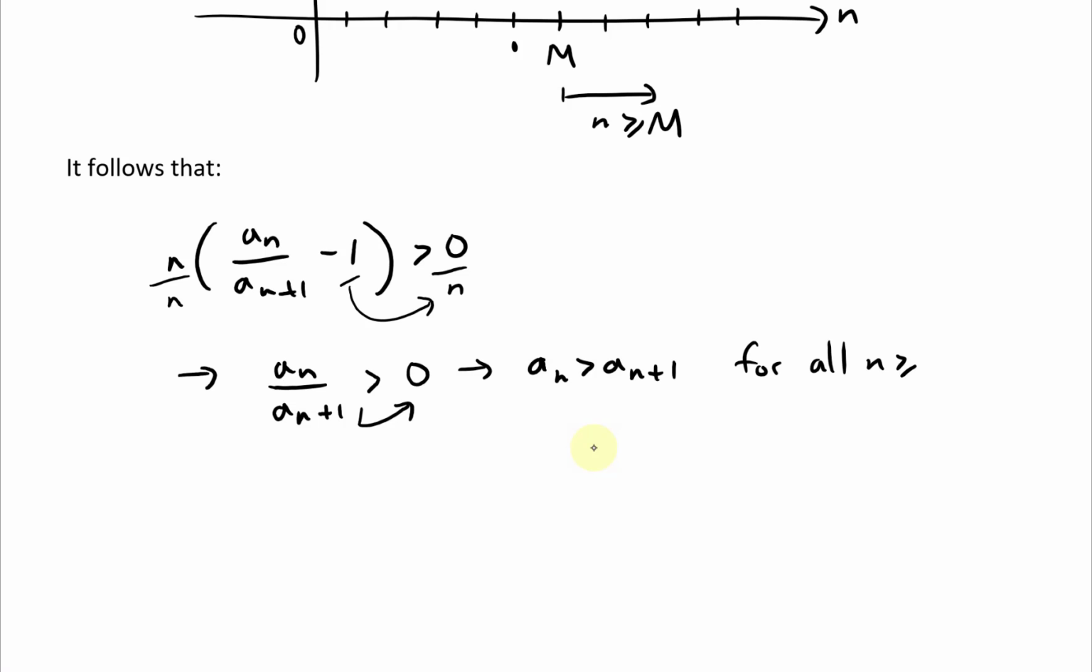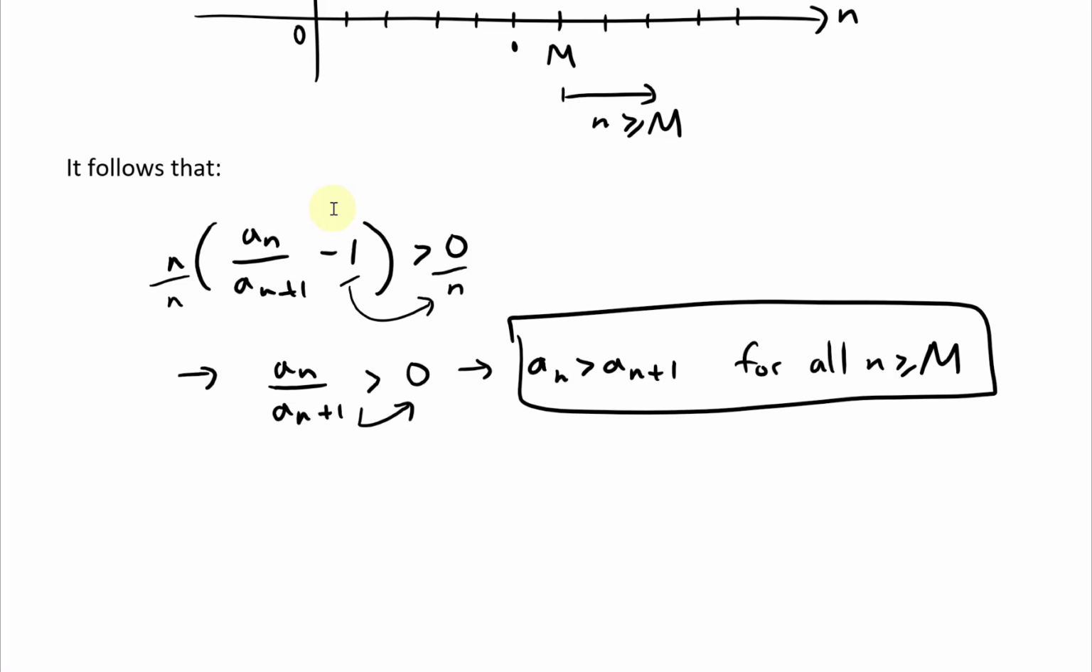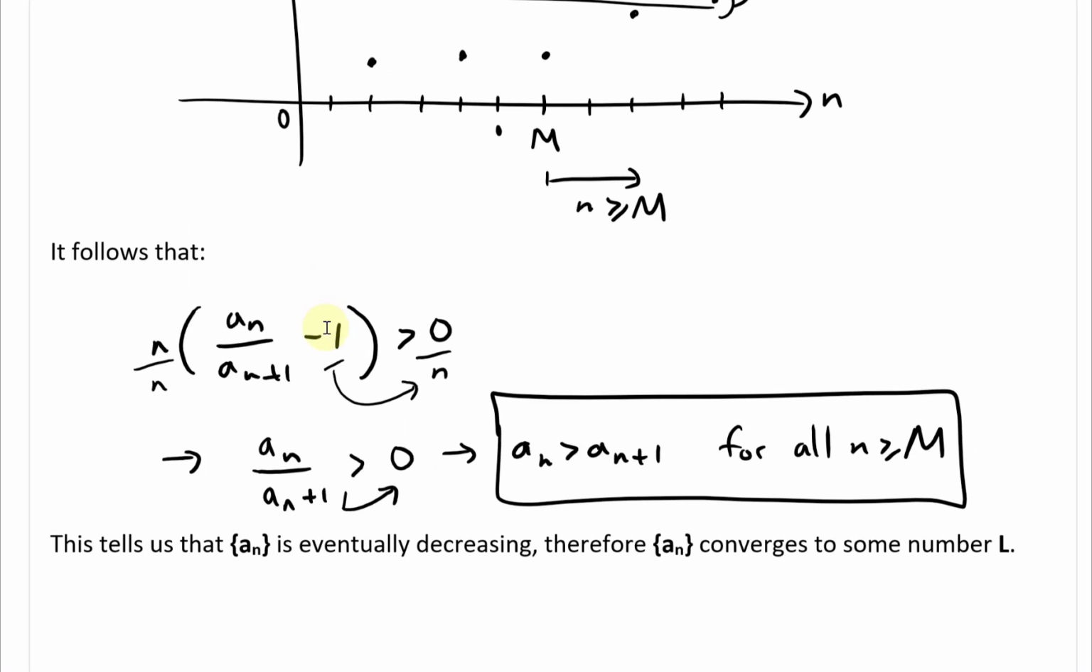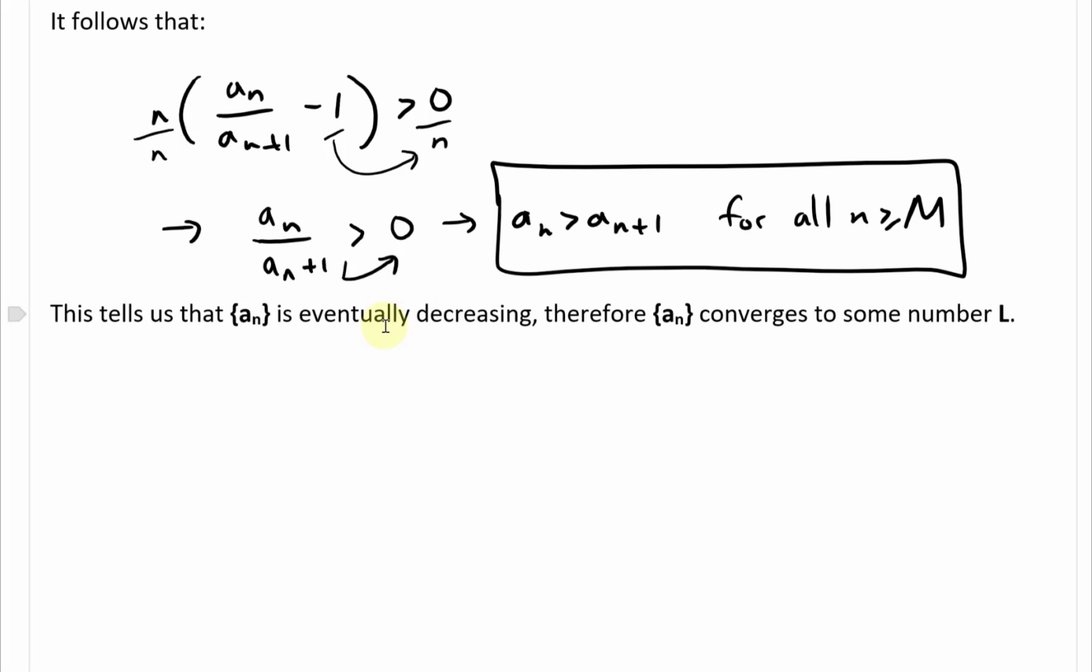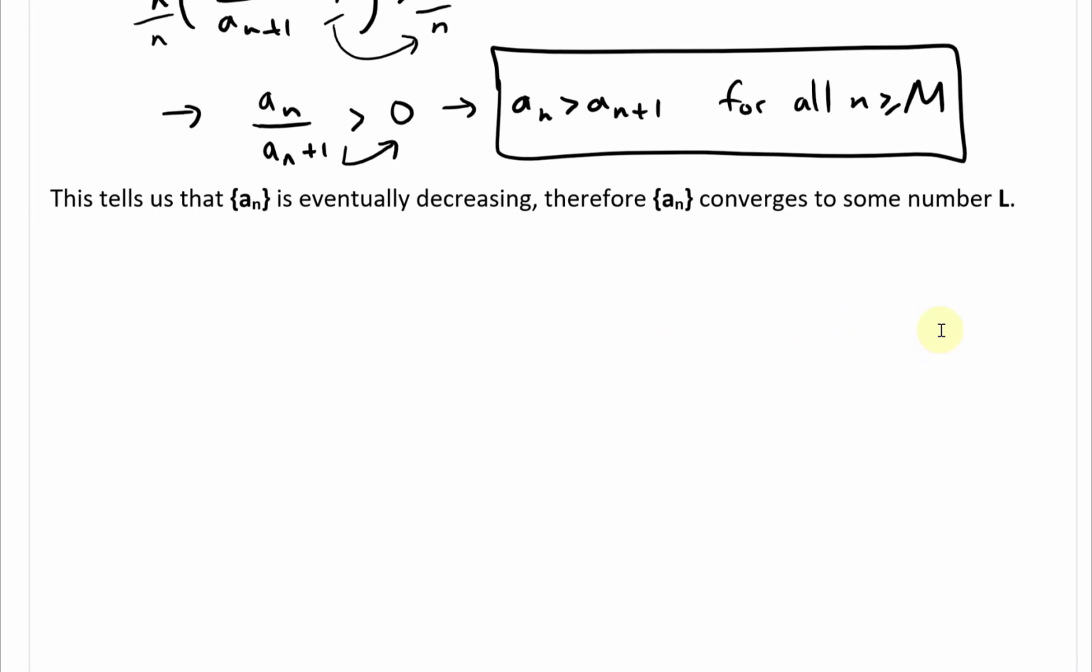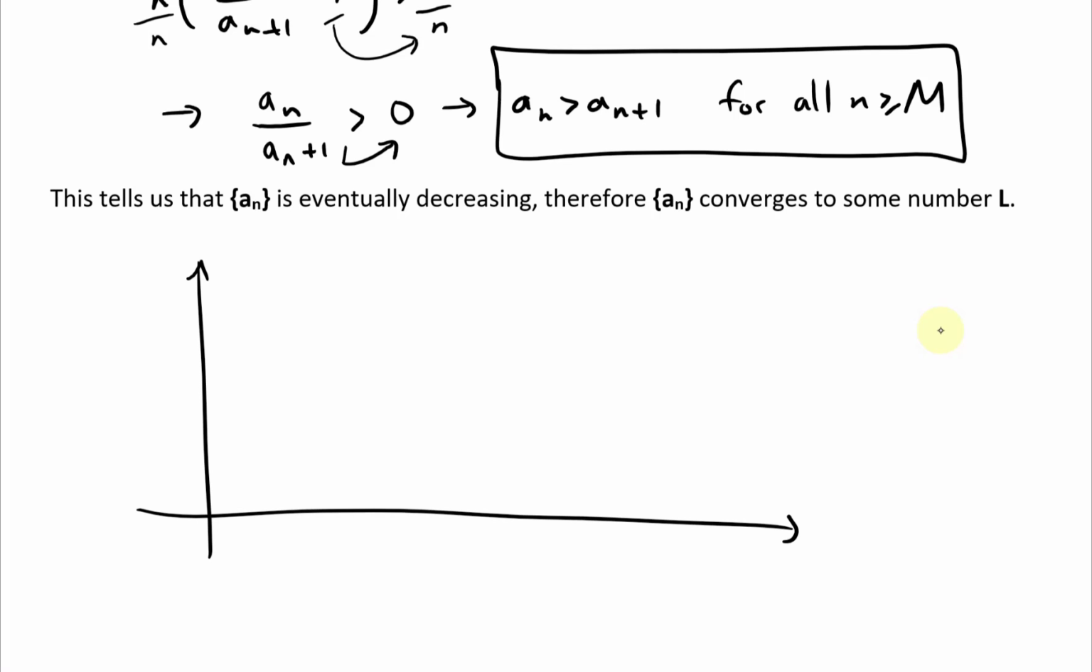For all n greater than or equal to capital M, and I'm just going to circle this like that. Now this tells us that the sequence a_n is eventually decreasing once n gets greater than or equal to capital M. Therefore, the sequence a_n converges to some number L. So if we graph this out, the y-axis is our a_n terms, and it's going to be decreasing.